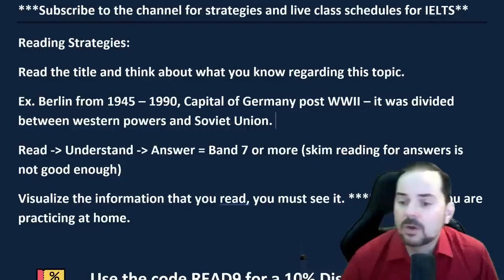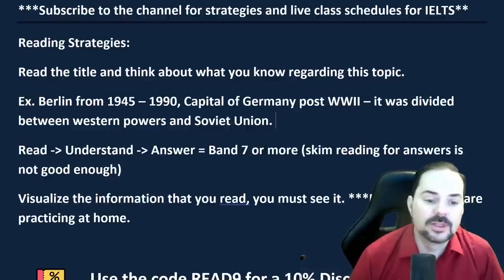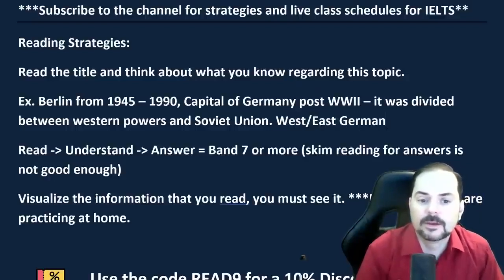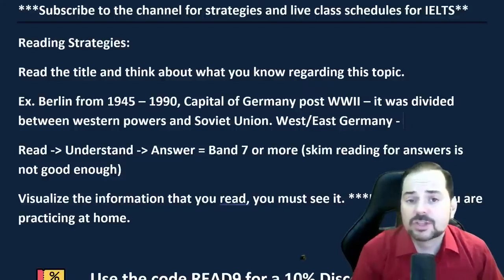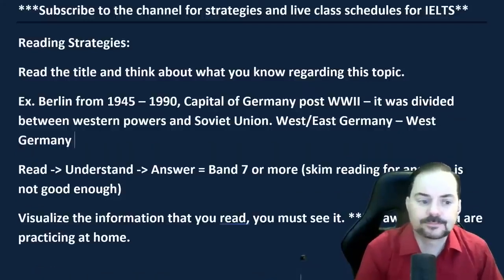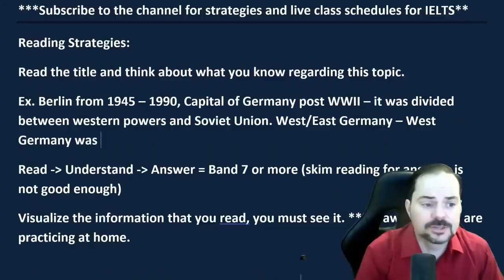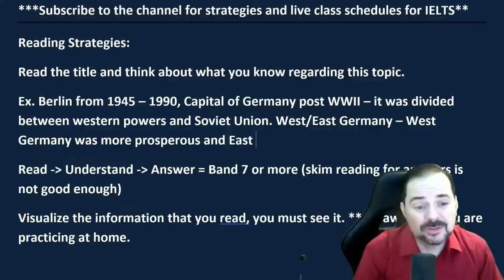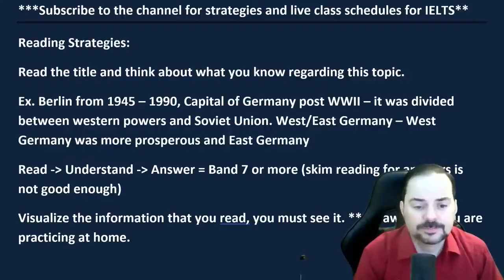Okay, so what were they called? Let's see. West and East Germany, Amra. That's right. All right, and maybe you know that West Germany prospered, East Germany suffered. Okay, so West Germany was more prosperous, and East Germany, not so much.